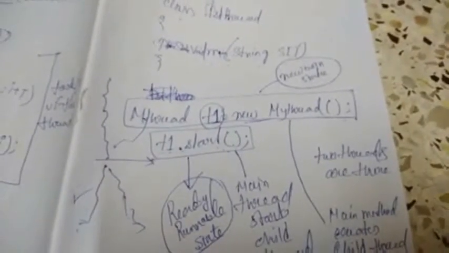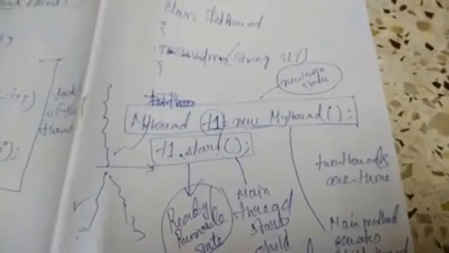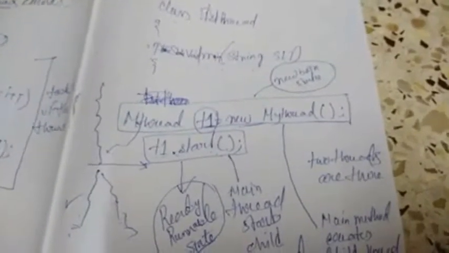Okay, MyThread t1 = new MyThread is responsible for creating the newborn state of the child thread, and t1.start is required for starting the thread and invoking the run method.